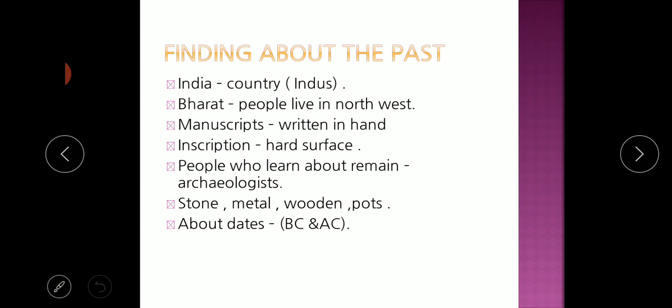Finding about the past. For India, they are giving two names. How did the name come? India, the name came from the river Indus, and Bharat is a name that was given to the people living in the northwest part of India. Later, for the whole of India, we said Bharat.